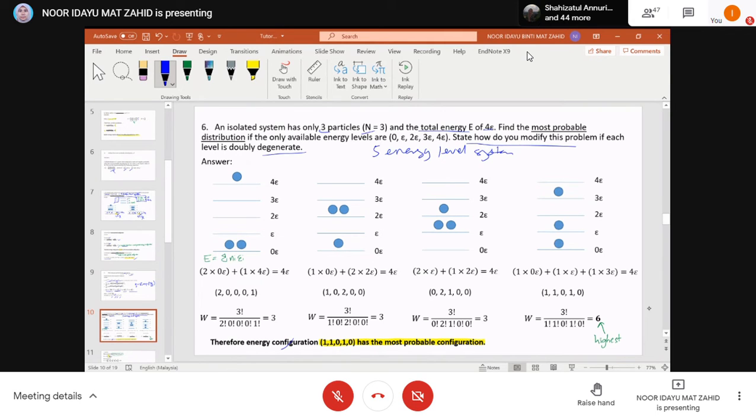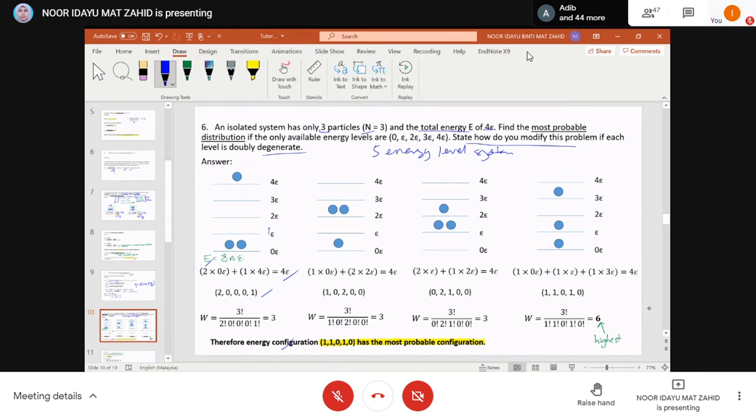So this is how you can represent the whole system: 0, epsilon, 2 epsilon, 3 epsilon, 4 epsilon. The 3 particles need to be arranged in these 5 energy levels, and it should meet the total energy criterion and also the total number of particles criterion. If you have 2 particles in the 0 energy level and the third particle in the 4 epsilon energy level, you will obtain 4 epsilon, the total energy. This arrangement is written as 2, 0, 0, 0, 1.